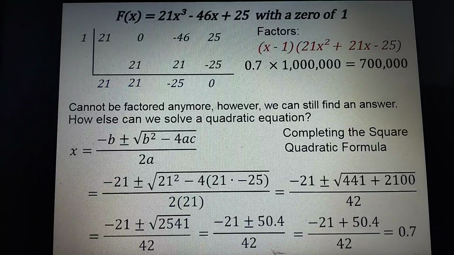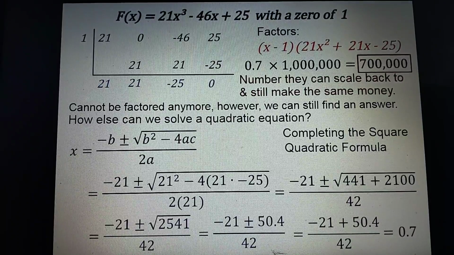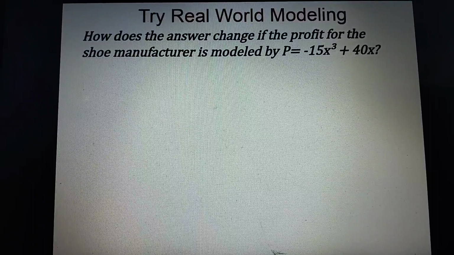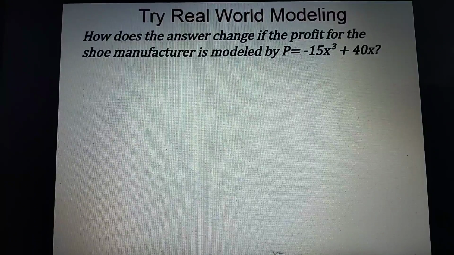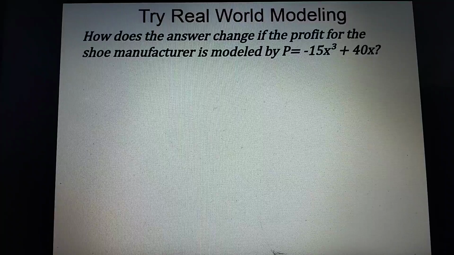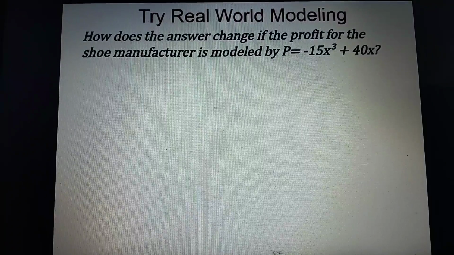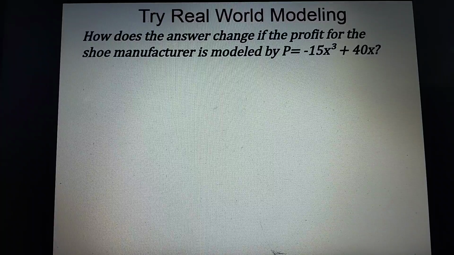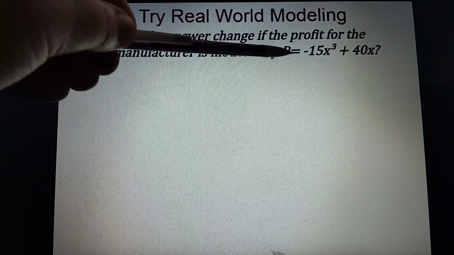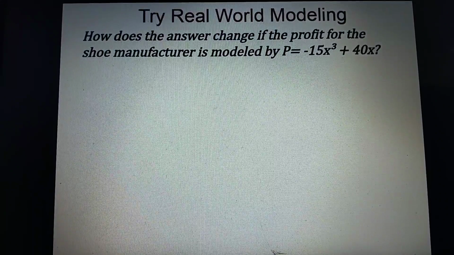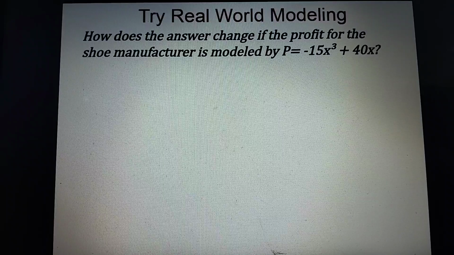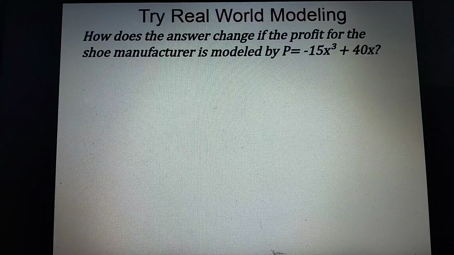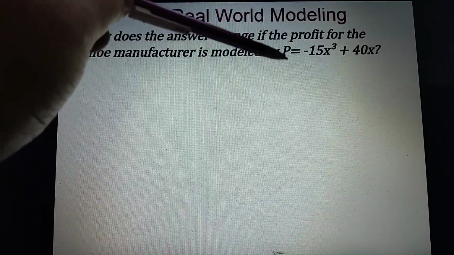Okay, let's go through this again. Okay, so this says, how does the answer change if the profit for the shoe manufacturer is modeled by P equals negative 15x cubed plus 40x? Okay, nothing else has changed, only this has changed. So they're manufacturing 1 million shoes. Remember, that's what you divide by. And they're still making the $25 million profit. And the profit is what gets plugged in here.